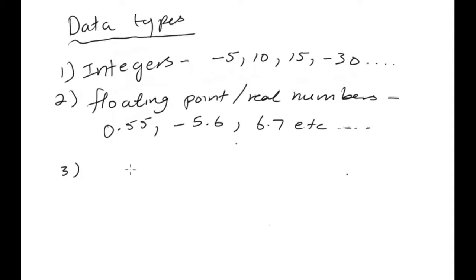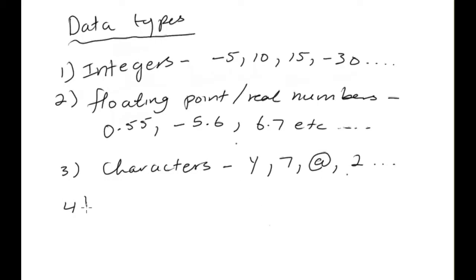Third, we have characters. A character is anything that you can key in from your keyboard. These include letters, numbers, special characters, etc. So we could have the letter Y, the number 7, the @ symbol, 2, etc. Anything we can key in from our keyboard.